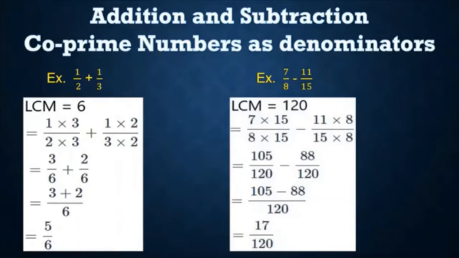So it will become 7 by 15 by 8 into 15 minus 11 into 8 by 15 into 8, which is equal to 105 by 120 minus 88 by 120. 105 minus 88 is equal to 17. So therefore 17 by 120 is equal to 7 by 8 minus 11 by 15.